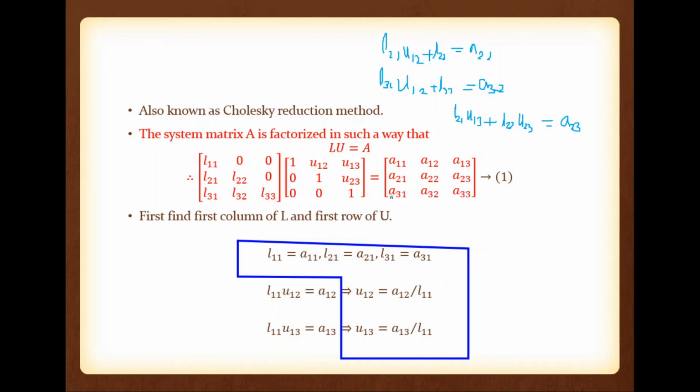Now A33. Now go through this third row. So A33. What is A33? Third row into third column. Okay. So that we are explaining in next slide.